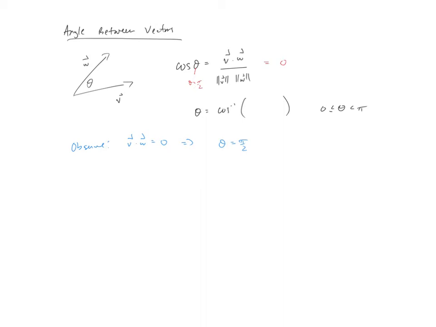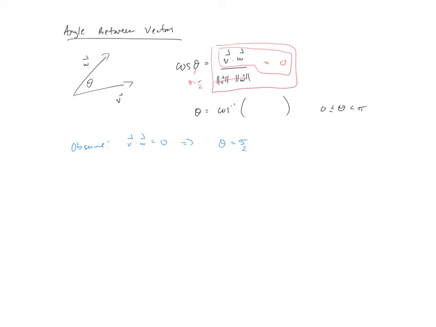Pi over 2 is going to give us a perpendicular angle. Well, when it comes to looking at this, and this being true, if I multiply off this bottom, what I have left is the idea that v dot w equals 0. So anytime you have two vectors and you dot them, if the dot product of two vectors is 0, then those two vectors are perpendicular. That's going to be the way that I want you to determine if two vectors are perpendicular.